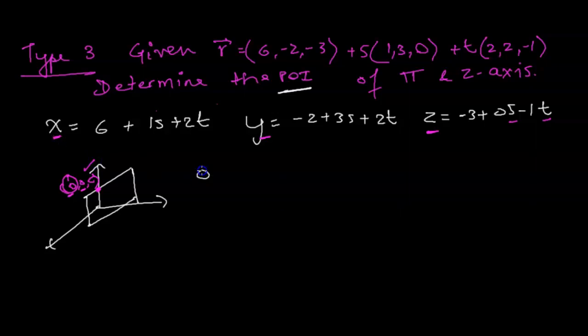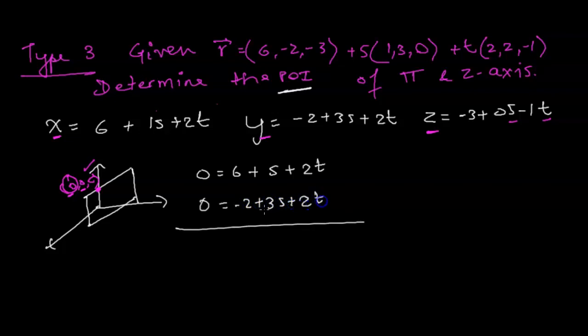So x we are given as 0, which is equal to 6 plus 1s, which is just s, plus 2t. Y is also 0. We would put in negative 2 plus 3s plus 2t. We notice we can do elimination here because 2t and 2t are the same values. We can also do substitution because we have two variables and two equations. I'm going to do elimination here.